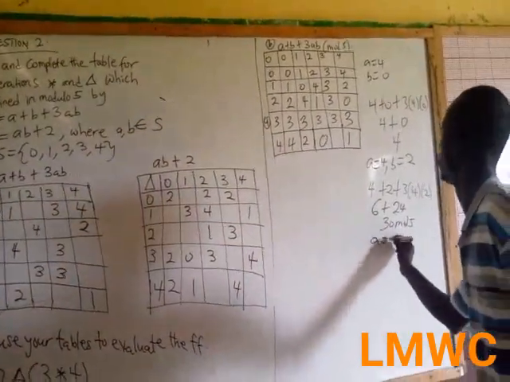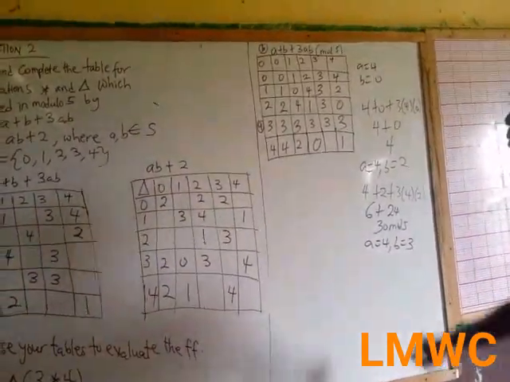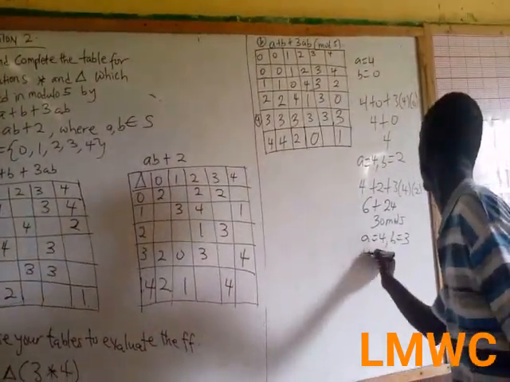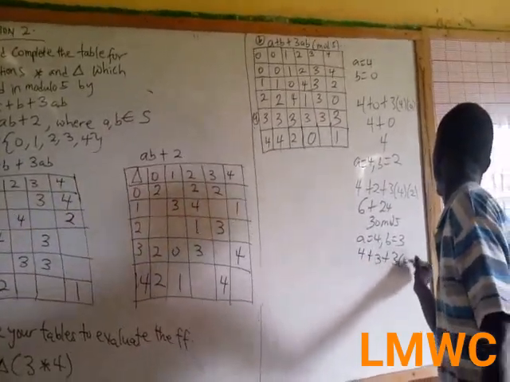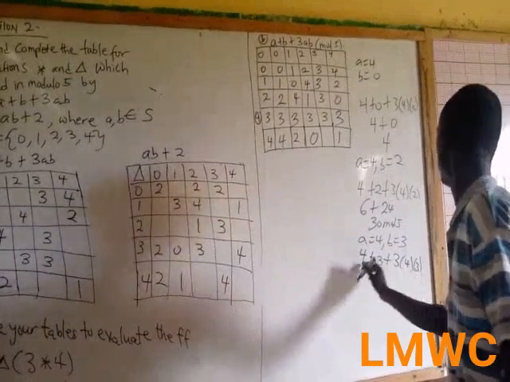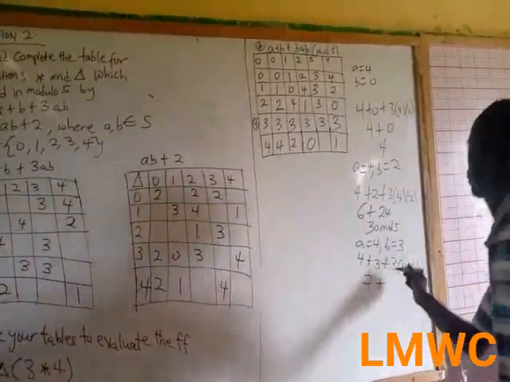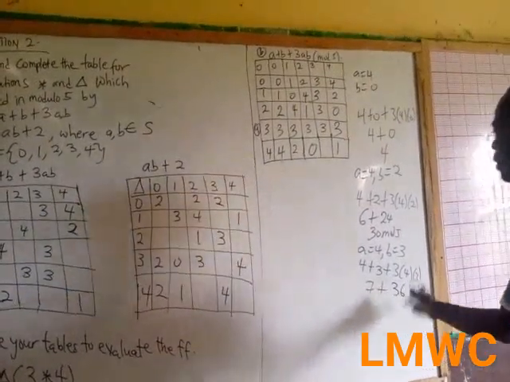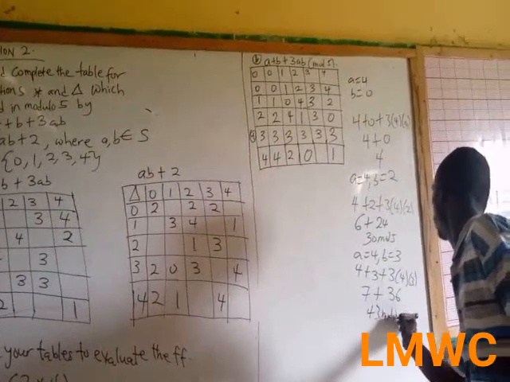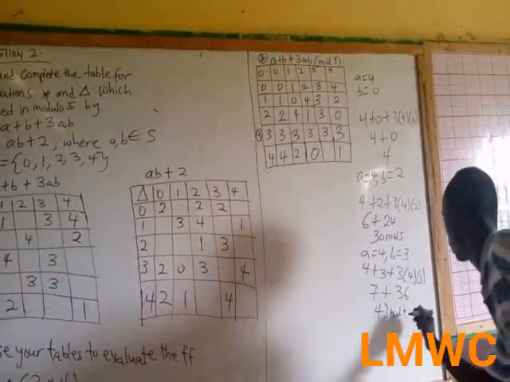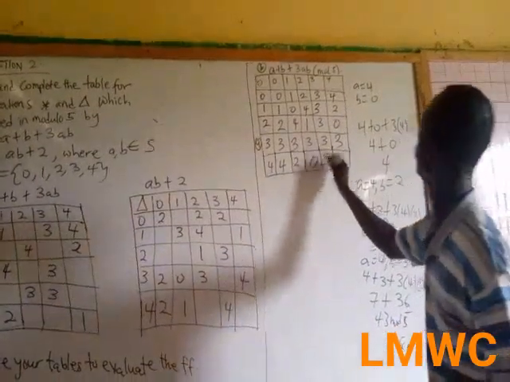Let's solve for the last one. When A is equal to 4, B is what? 3. So we have 4 plus 3 plus 3 times 4, 3. 4 plus 3 is 7, plus 3 times 4, we have 12. 12 times 3 is 36. 36 plus 7, we have 43 mod 5. And 5 goes into 43, we have 8. Remainder 3. You write your 3.